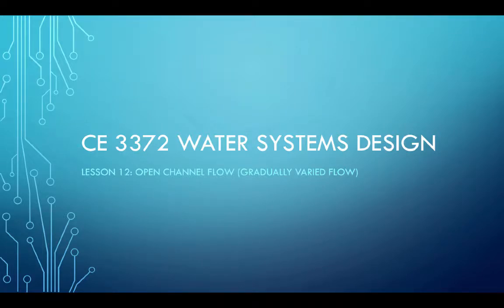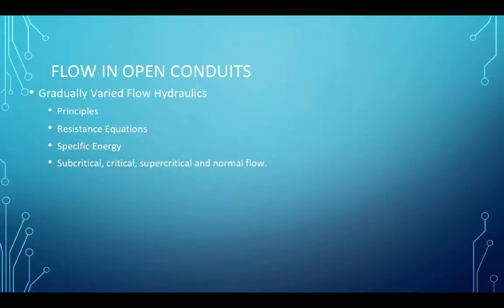Hello, welcome to Lesson 12, Open Channel Flow, in the gradually varied flow portion of CE 3372 Water Systems Design. The purpose of this lesson is to illustrate some of the gradually varied flow principles that we're later going to employ using SWIM. We're going to do a few in Excel ourselves, but that's just to understand what's going on in the machine. So gradually varied flow hydraulics, we're going to discuss the principles, the various resistance equations, the concept of specific energy, supercritical, subcritical, and critical flow, as well as normal flow, which we've already seen.